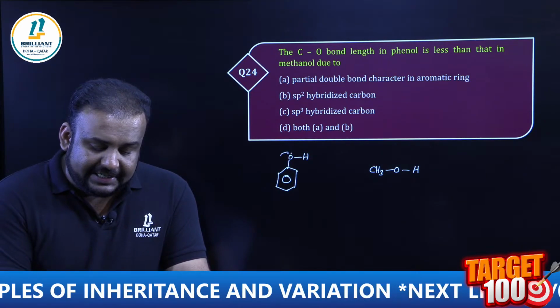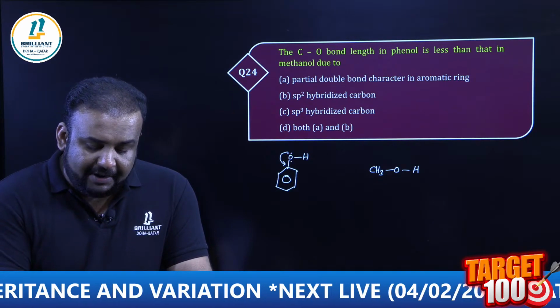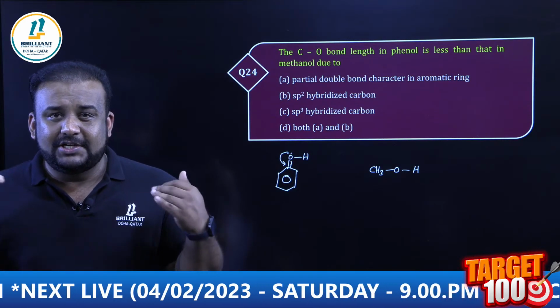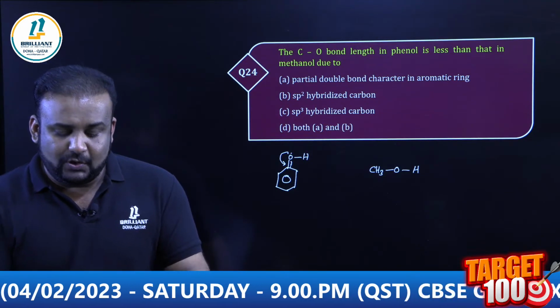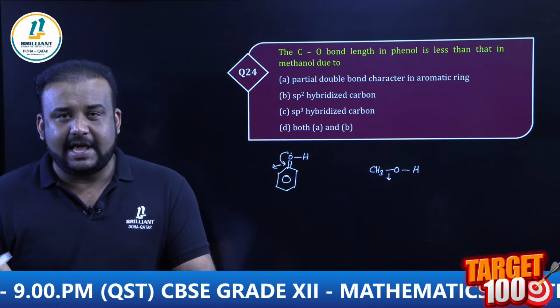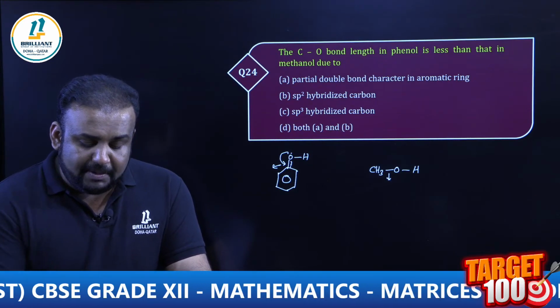Yes, of course, one reason is the resonance, because of which there will be a partial double bond character for this bond. And you know that double bonds are shorter than single bonds. So here it is a pure single bond, here there is a partial double bond character. And more than that, there is one more reason.